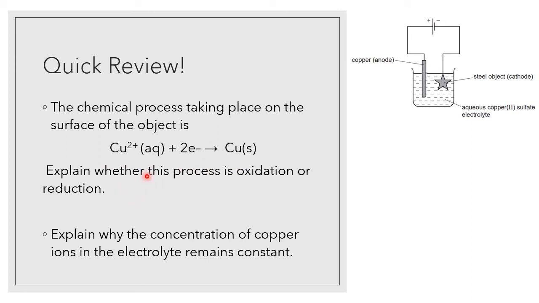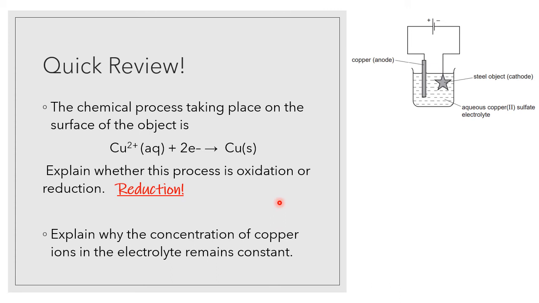So kita ingat balik OIL RIG. Oxidation is loss of electrons, reduction is gain of electrons. So half equation ni menunjukkan dia gain electron. So this is a reduction reaction.